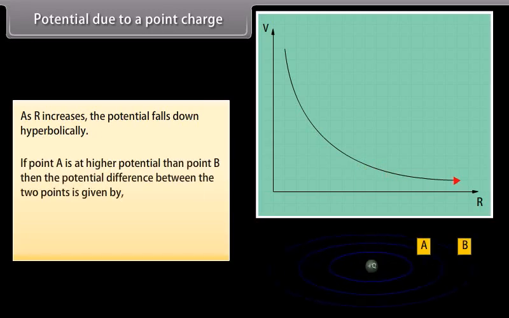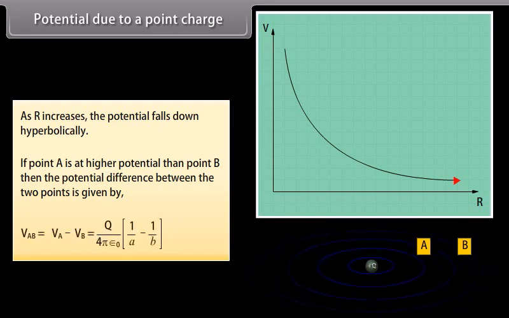If point A is at higher potential than point B, then the potential difference between the 2 points is given by VAB equals VA minus VB. Put the values of VA and VB, we get VAB is equal to Q by 4 pi epsilon naught multiplied by 1 upon A minus 1 upon B.